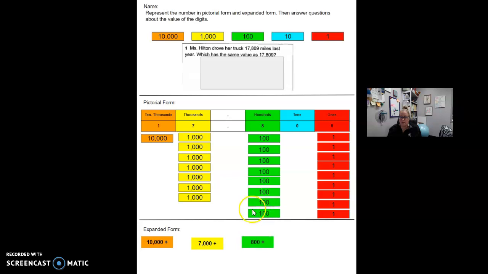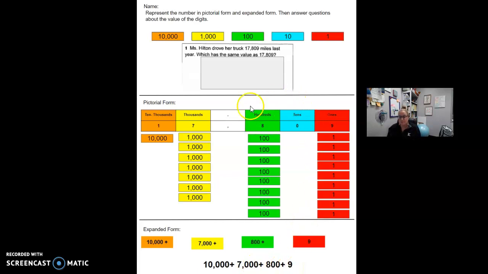I'm going to write 800 plus, I don't have any tens, so I'm not going to worry about that, so I'm going to go to my next place, and I have my ones, and I have 9 of them. 1, 2, 3, 4, 5, 6, 7, 8, 9. And again, you'll notice that I don't put the plus sign behind it. And this is beautiful because it's all color-coded, but I want it to all be together in an expression. So when I do that, it would say 10,000 plus 7,000 plus 800 plus 9.